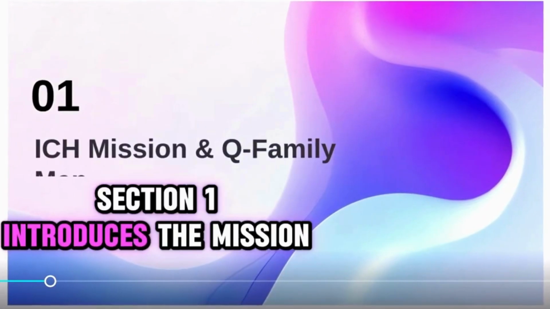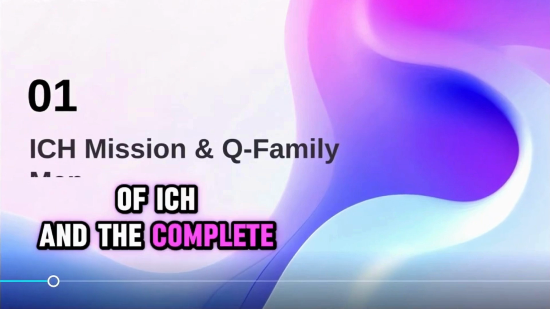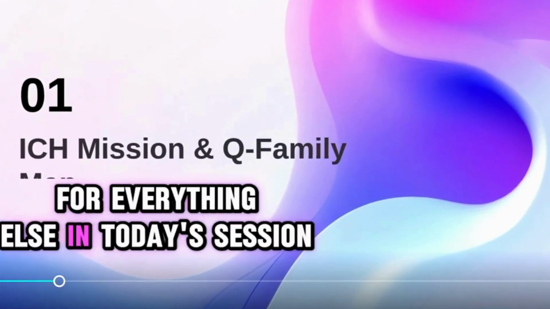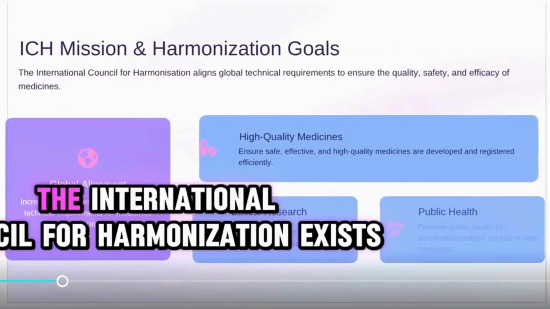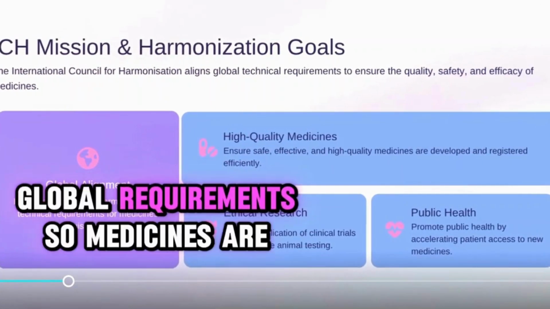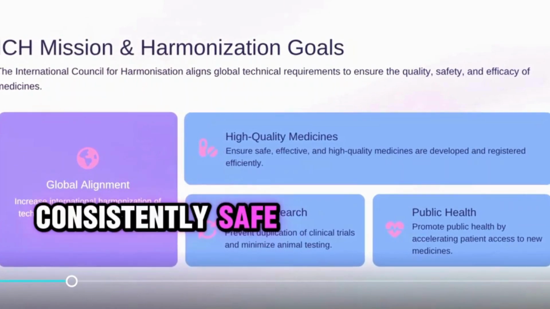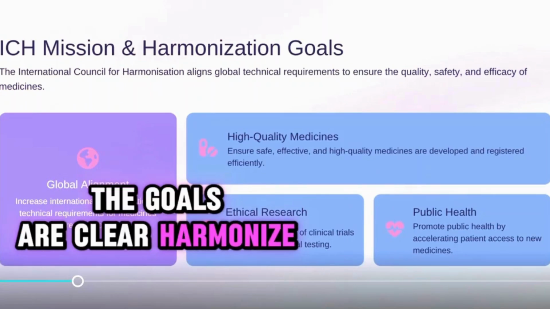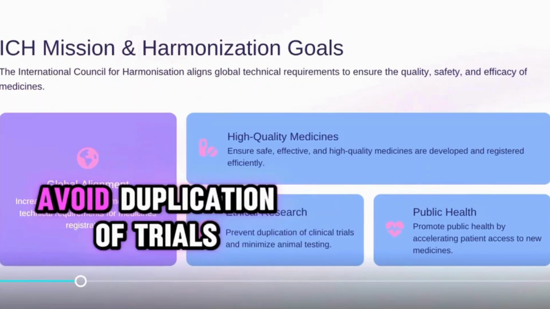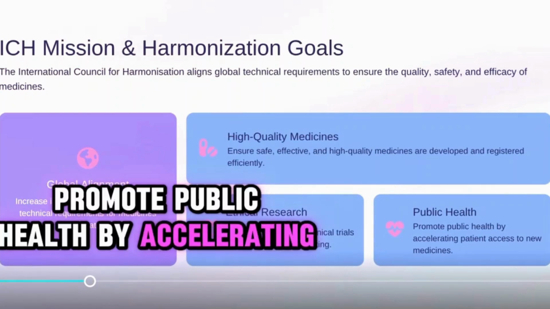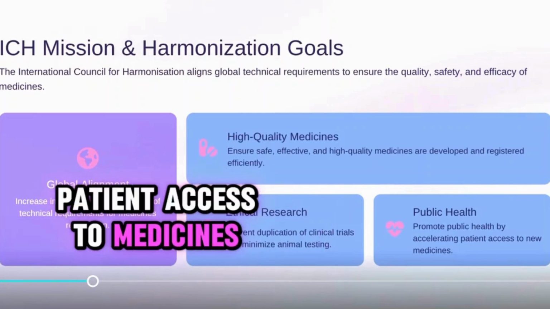Section 1 introduces the mission of ICH and the complete Q family. This will set the foundation for everything else in today's session. The International Council for Harmonization exists to align global requirements so medicines are consistently safe, effective, and high quality. The goals are clear. Harmonize technical requirements, avoid duplication of trials, minimize animal testing, and most importantly, promote public health by accelerating patient access to medicines.